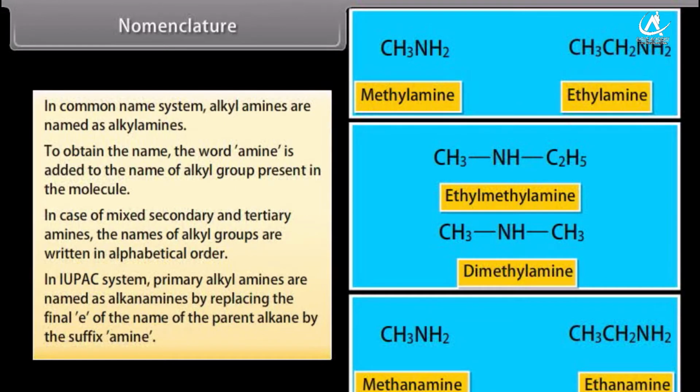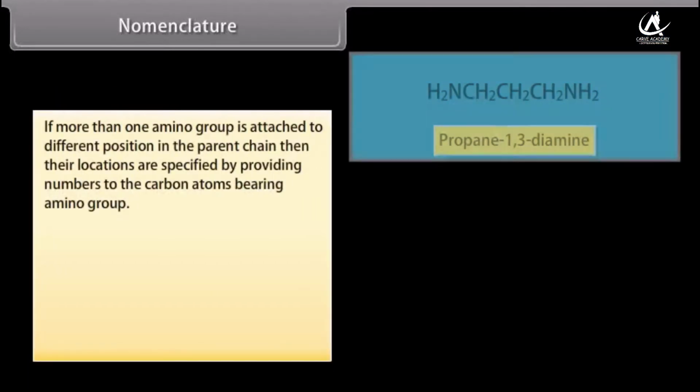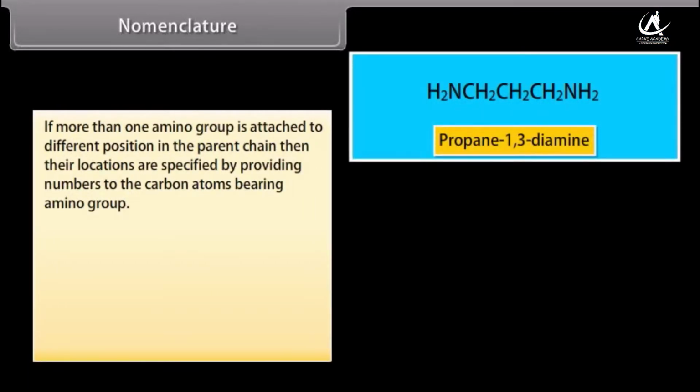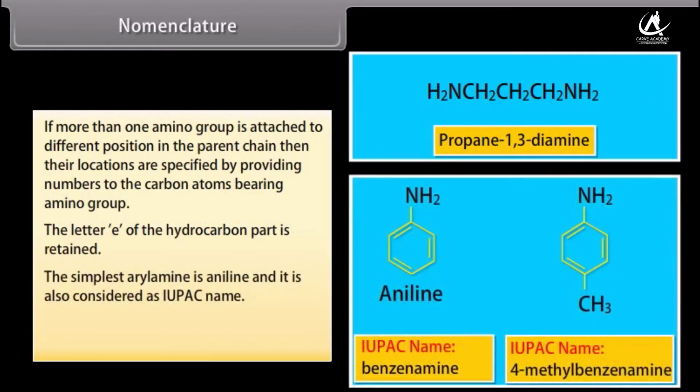In IUPAC system, primary alkyl amines are named as alkanamines by replacing the final E of the name of the parent alkane by the suffix amine. If more than one amino group is attached to different position in the parent chain, then their locations are specified by providing numbers to the carbon atoms bearing amino group. The letter E of the hydrocarbon part is retained. The simplest arylamine is aniline and it is also considered as IUPAC name. In IUPAC system, suffix E of arene is replaced by amine.